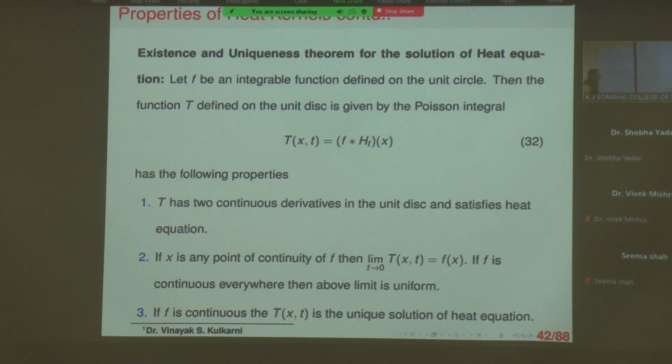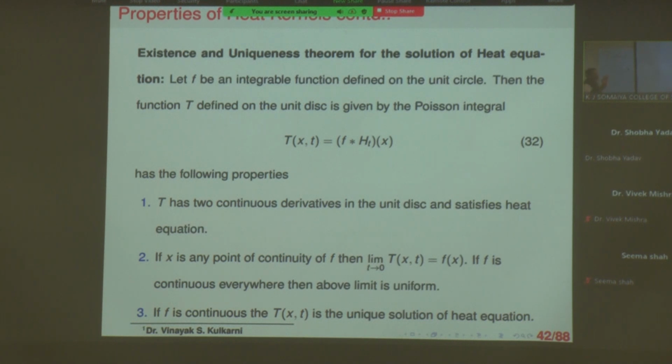And it has the following properties. Property number 1, u has two continuous derivatives in the unit disk and satisfies the heat equation. Okay, u satisfies the one-dimensional heat equation. Property number 2, at a point of continuity, x any point of continuity, u satisfies the initial condition, that is u of x,t as t tends to 0 is f of x. If f is continuous, then the limit is uniform, according to that theorem on the good kernel. Okay, and if f is continuous, then u of x,t is the unique solution of the heat equation.